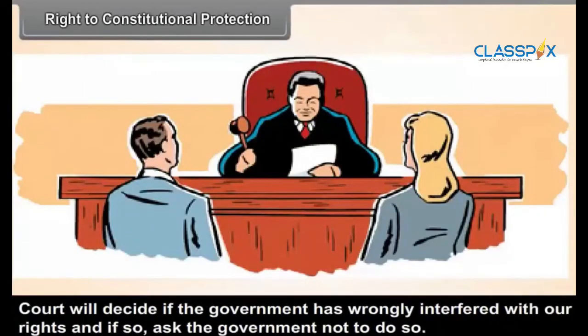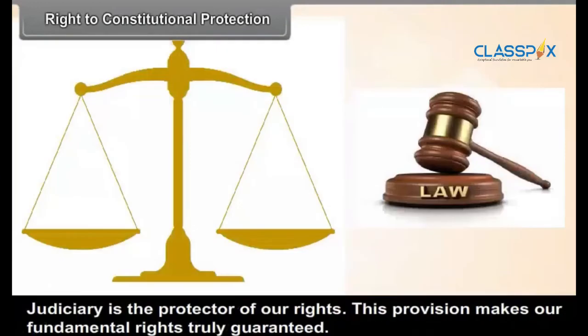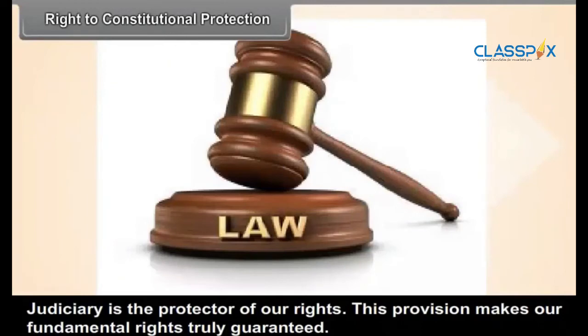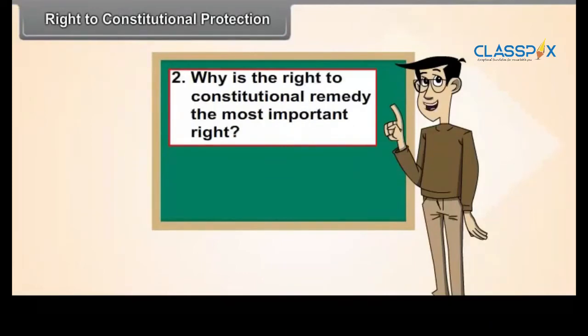Court will decide if the government has wrongly interfered with our rights, and if so, ask the government not to do so. Judiciary is the protector of our rights. This provision makes our fundamental rights truly guaranteed. First, what is the importance of right to equality? Second, why is the right to constitutional remedy the most important right?